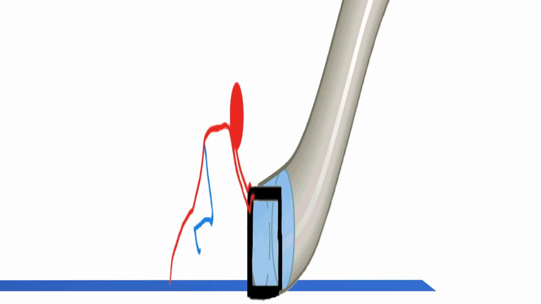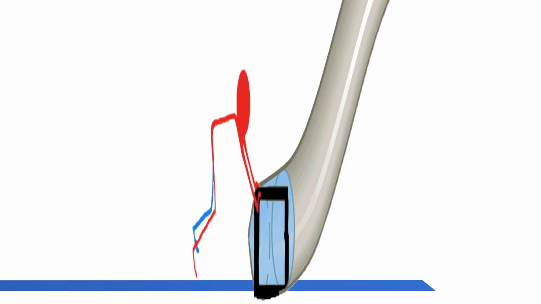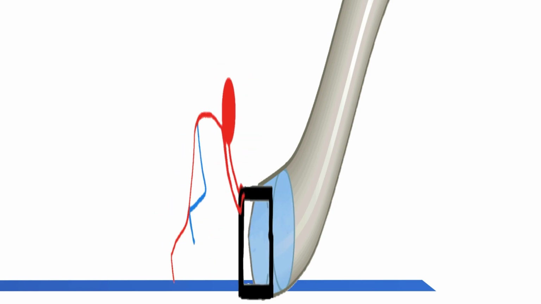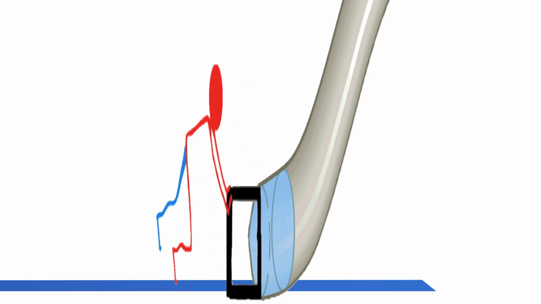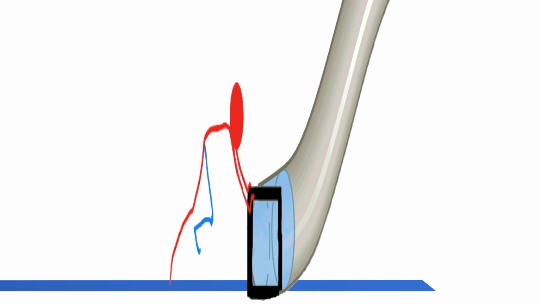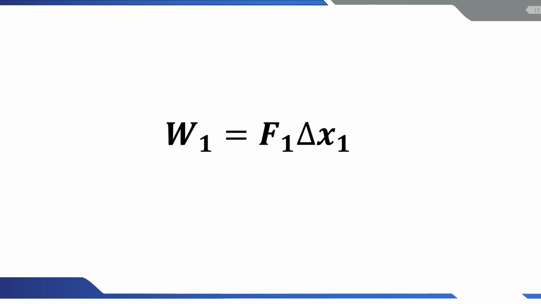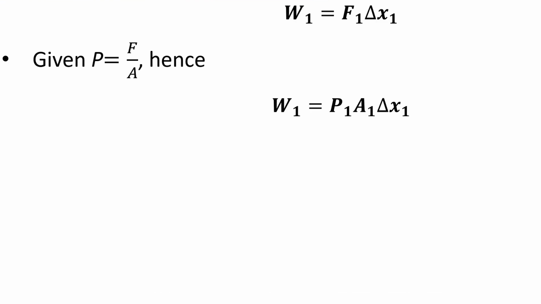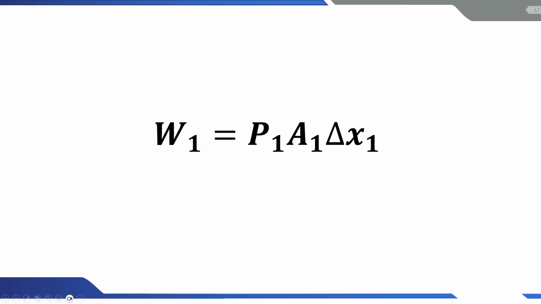First, let's see the event where the first person pushes the liquid at the lower end from left to right. The work W done on the lower end of the fluid by this person is equal to W1 equal to F1 delta X1. From the pressure equation, where P equals F over A, we can rewrite the work equation as W1 equal to P1 A1 delta X1.